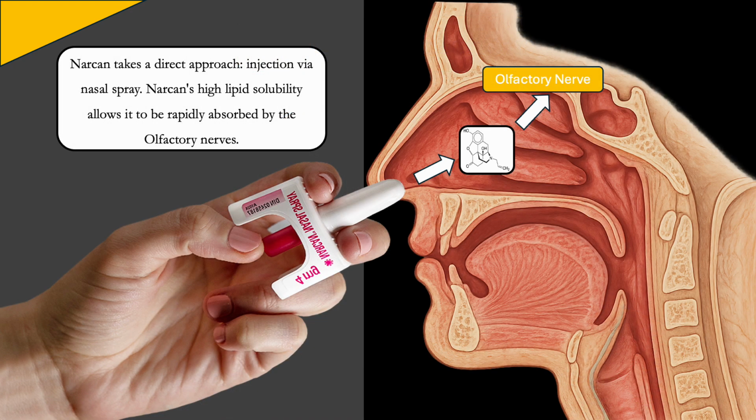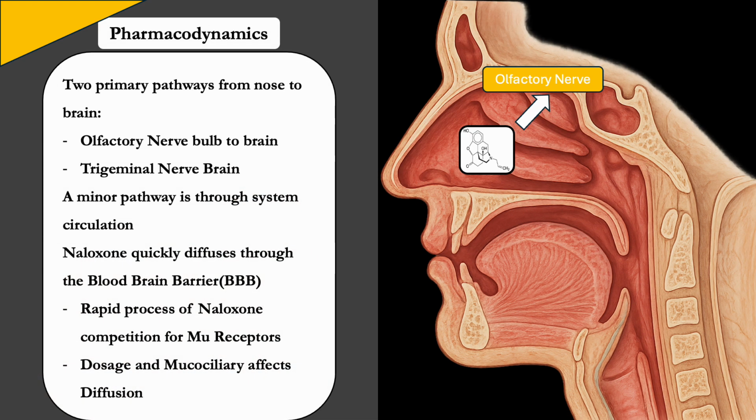Narcan is usually administered via nasal spray. This nasal spray allows it to rapidly diffuse through the olfactory nerve and straight towards the brain, which is its target area. There are two primary pathways that Naloxone enters the brain. The first one, as mentioned, is from the olfactory nerve. The second one is from the trigeminal nerve, which is around the entirety of your mouth and your nose. There's a minor pathway through the systemic circulation, but since it circulates throughout the body, it is less effective in delivering an effective amount to the brain.